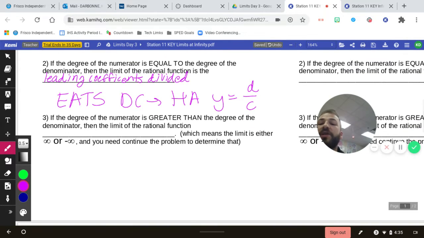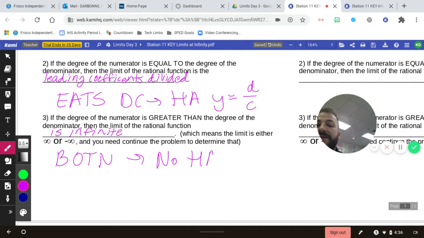Okay. And then if the degree of the numerator is greater than the degree of the denominator, then the limit of the rational function is infinite. Okay, which means our limit is either infinity or negative infinity, and we need to continue doing some work, which we talked about in those day 3 notes, to find out which one it is. Because remember, this is bigger on top, so we have no horizontal asymptote. We have a slant asymptote.